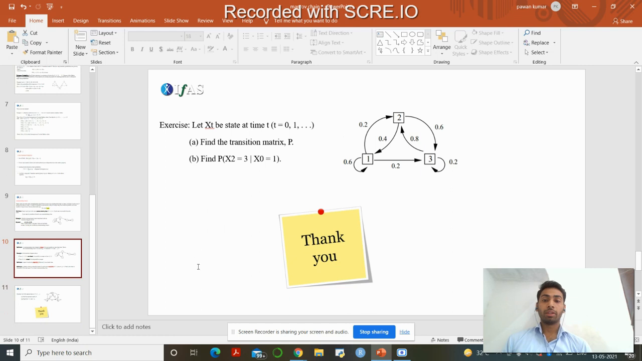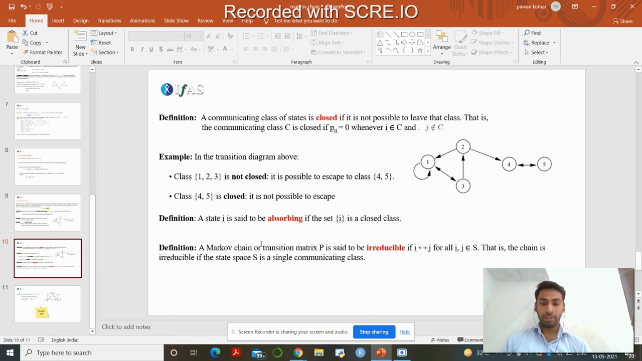Here we also define that a Markov chain with transition probability P is said to be irreducible if I communicates with J for all I, J belonging to S. That is, the chain is irreducible if the state space S is a single communicating class. Remember that this is also a definition, which tells when the Markov chain is irreducible.